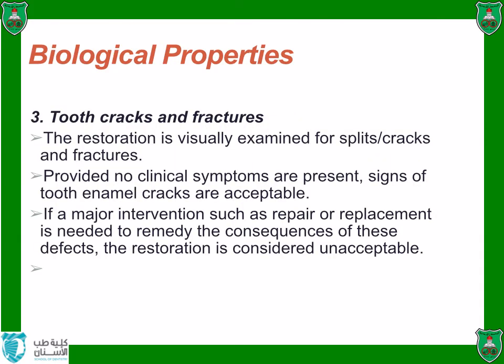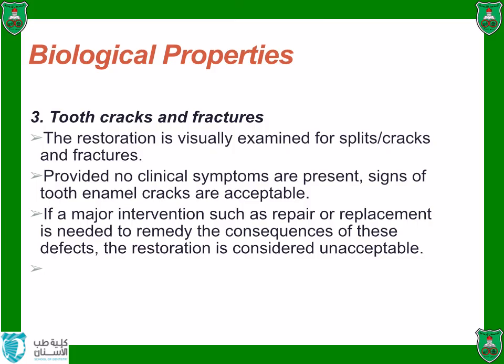Now the third one is tooth crack and fracture, and we mentioned this in the functional properties. This is also important for biology. It is one of the biological properties because any crack or fracture will render the surface able to collect plaque or accumulate plaque, and this will affect the periodontium and gingival health around the tooth structure. That's why we mentioned the tooth crack and fracture in this area, and any crack or fracture should be examined. If we have a slight crack, it might be possible to repair it or correct it.